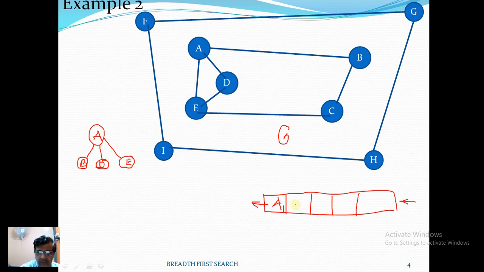So A is marked 1, B is marked 2. That is the second vertex to be enqueued into this queue, and this is D. D is the third to enter into this queue, and E is the next one, the fourth to enter into the queue. So all the vertices directly connected with A are exhausted. Therefore, A is dequeued.